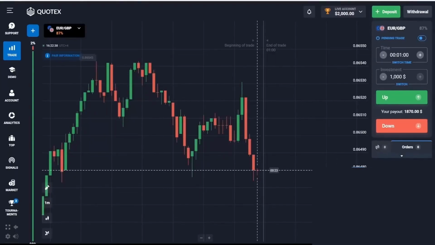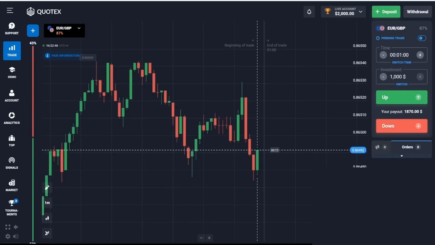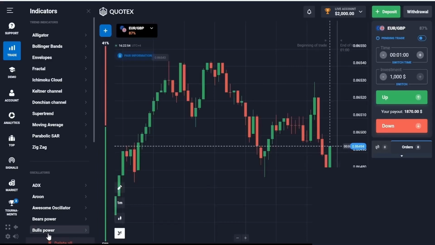Today I want to dive into a powerful Quotex trading strategy. It has the potential to generate high profits for all levels of traders. So I think I have to start setting the indicators.